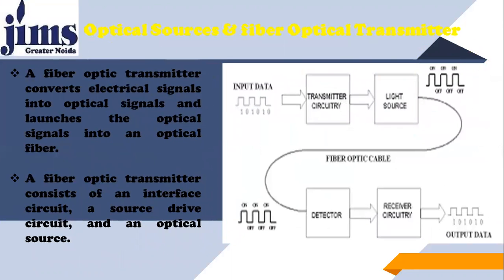Now, a fiber optic transmitter converts electrical signals into optical signals and launches the optical signal into an optical fiber. Once you have light at the output of the light source, that light should be launched into the optical fiber, which acts as a guide or waveguide for the light to propagate through it. A fiber optic transmitter consists of basically 3 parts: an interface circuit, a source drive circuit, and an optical source.